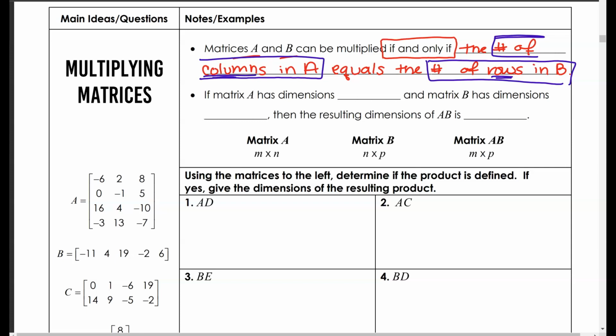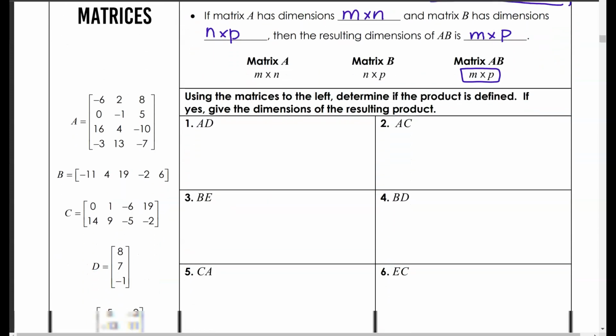So if matrix A has dimensions m times n, and matrix B has dimensions n times p, then the resulting dimensions of A times B would be m times p. Okay, so in essence, we are taking this matrix and multiplying it by matrix n times p. And you can think about it as the n's are absorbed, so they disappear, and we're left with m times p, which is the product of matrix A and B. So let's take this into account and consider these next examples.